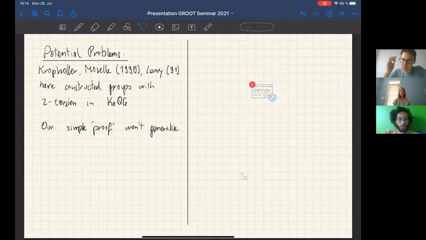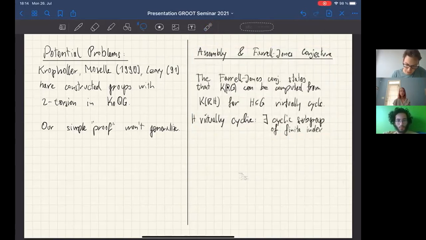Okay, so my tool of choice is something that has had a lot of progress happening in the last 10 years, which is work on the Farrell-Jones conjecture. The bottom line is that the Farrell-Jones conjecture allows you to compute the K-theory groups of an arbitrary group, if it satisfies the Farrell-Jones conjecture, from simple building blocks, namely the K-theory groups K of RH for H being a virtually cyclic subgroup. And virtually cyclic is a bit more complicated than finite, but it's not too bad.